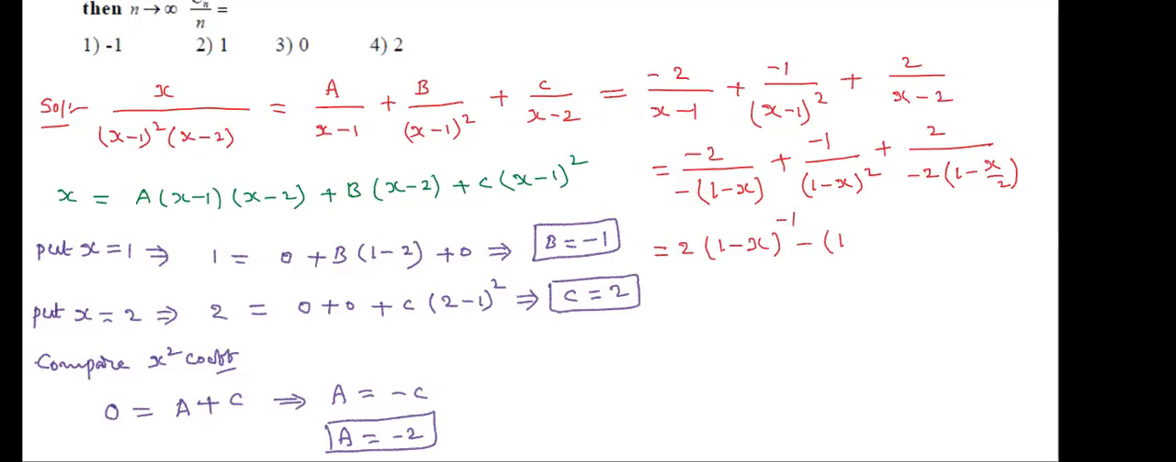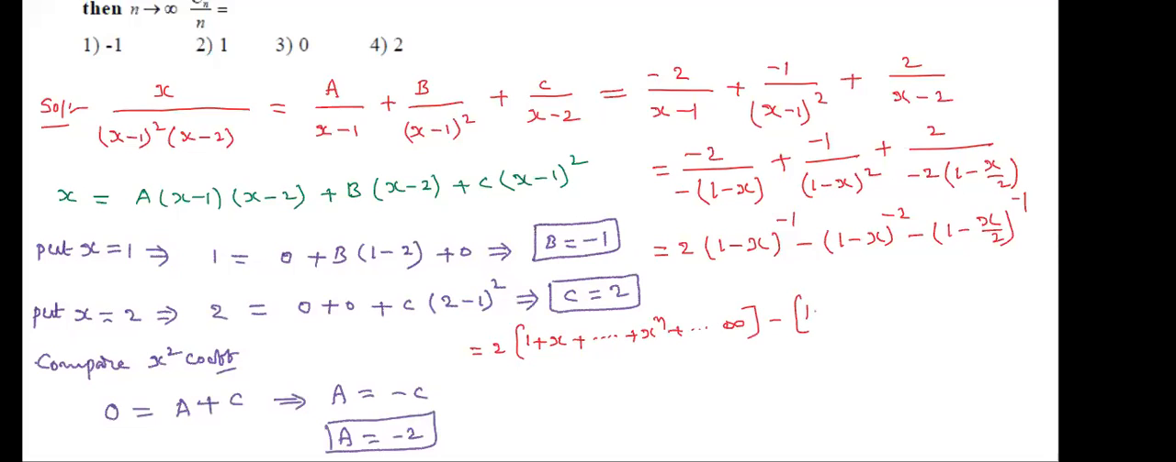Here, minus of (1 minus x) whole power minus 2. 2 to cancel, minus of (1 minus x by 2) whole power minus 1. Now these three terms we want to expand. So I'm writing here 2 into 1 plus x square and so on, x power n plus and so on, infinite. This is first expansion, minus.